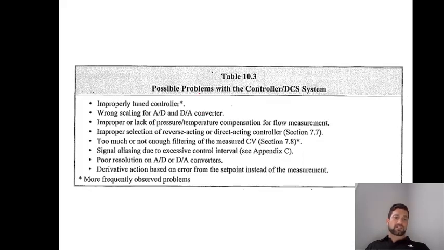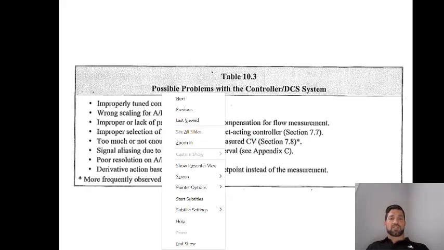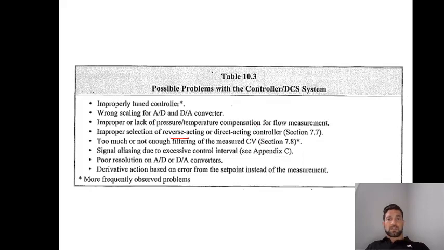So again, just to show some potential problems: the controller might not be tuned well. You might have too much filtering on the measured CV. That could be a sensor problem. Your analog to digital converters could be problematic. You might have improper selection of direct acting or reverse acting on your controller. We looked at that in Chapter 7. It's important that your controller is operating with the right mode.